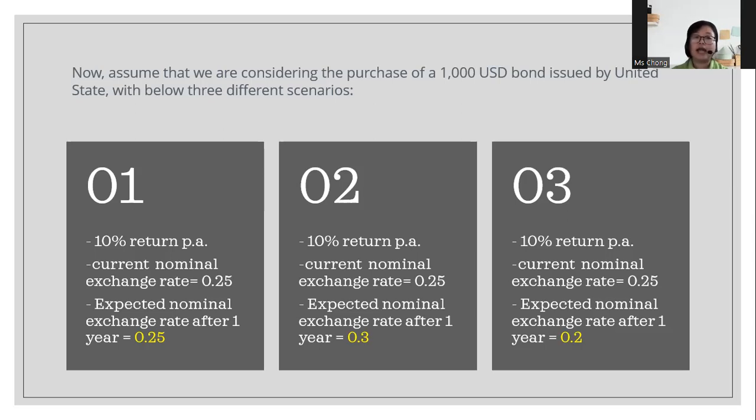Lastly, the expected nominal exchange rate after 1 year is different for these 3 scenarios. For the first scenario, it is 0.25. The second scenario is 0.3. And the third scenario is 0.2. We assume that this USD bond will mature in 1 year. So in our next slide, we will calculate the returns after 1 year.